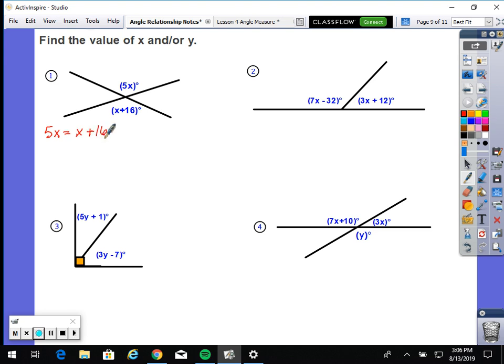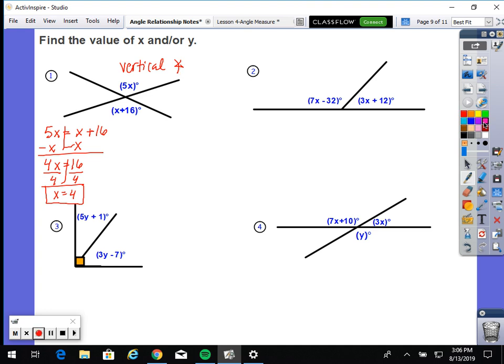And all I'm going to do is use a little bit of algebra, combine like terms to solve for x. So subtract x on both sides, and I get 4x equals 16, divide by 4, so x is 4. Perfect. I'm also going to label what kind of problem this was. So this was vertical angles. That's my shorthand for angles. Move on to number 2.